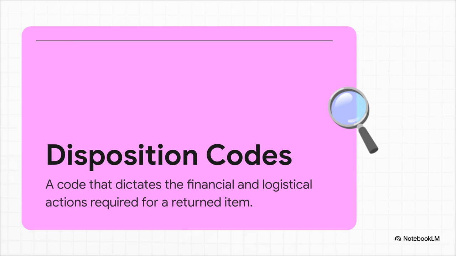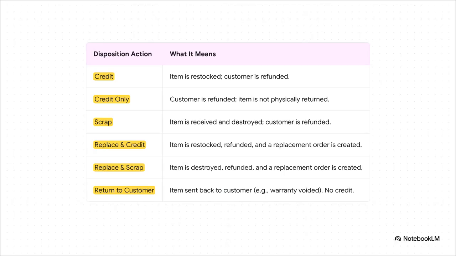They literally tell Dynamics 365 what to do next. Should we credit the customer, scrap the item, put it back in stock? It all comes down to this code. And you can see just how powerful these are. A simple credit code puts the item back on the shelf and refunds the customer. Scrap gets rid of the item but still makes sure the customer gets their money back.